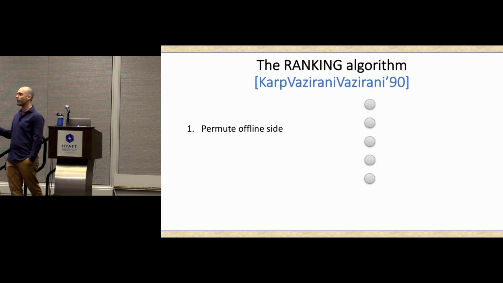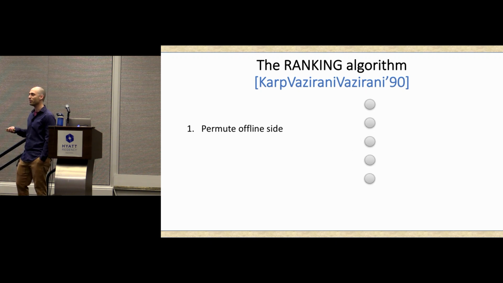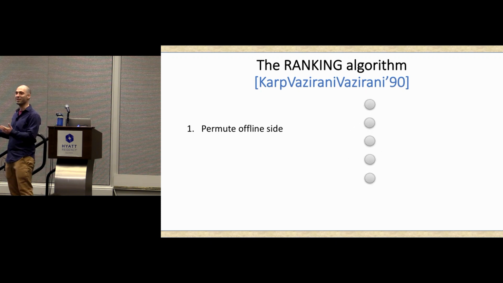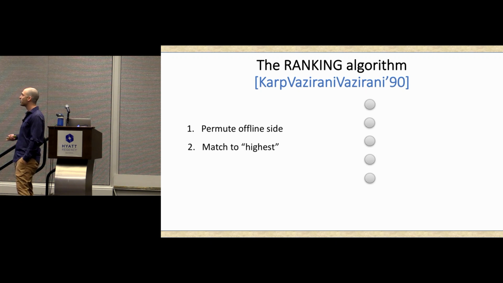As our first step, before any online node shows up, we'll permute the offline nodes like so. Some of you missed that, so let me go over this again. As a first step, we'll permute the offline nodes like so. Perfect. Spent so much time on this animation, someone at least should see it, right? Good. As a second step, whenever an online node shows up, we'll just greedily match it to an unmatched neighbor, breaking ties in favor of the highest unmatched neighbor in this random permutation. So it's greedy plus some randomized tie-breaking rule.